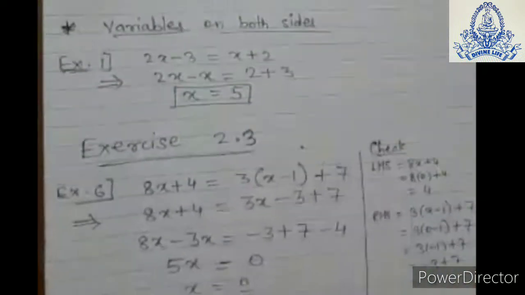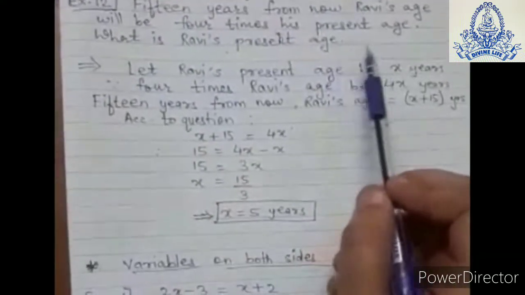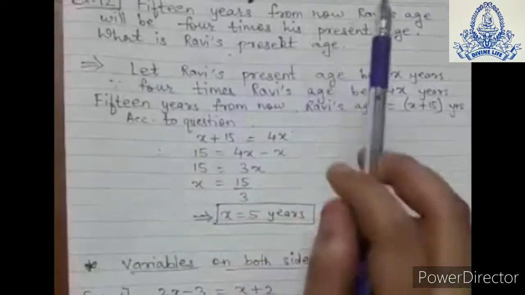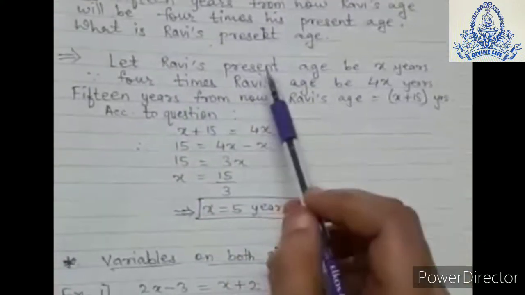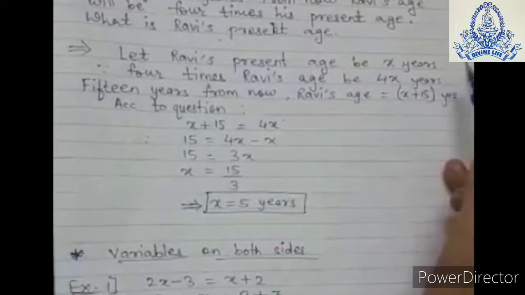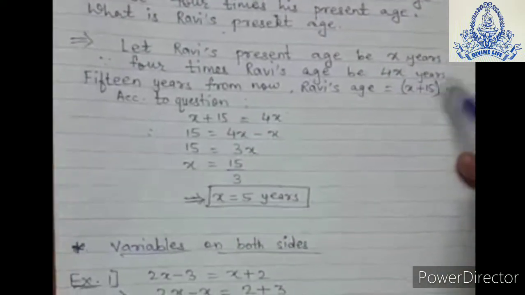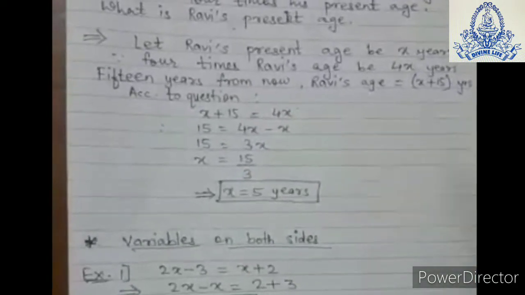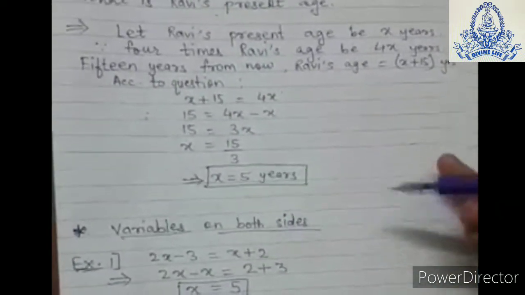Now see example 12. 15 years from now, Ravi's age will be 4 times his present age. What is Ravi's present age? See, read the question carefully and then start solving. Let Ravi's present age be x. We will consider his present age to be x years. 4 times his present age means 4 into x years. 15 years from now, Ravi's age will be x plus 15. If his present age is x years now, then after 15 years his age will be x plus 15.